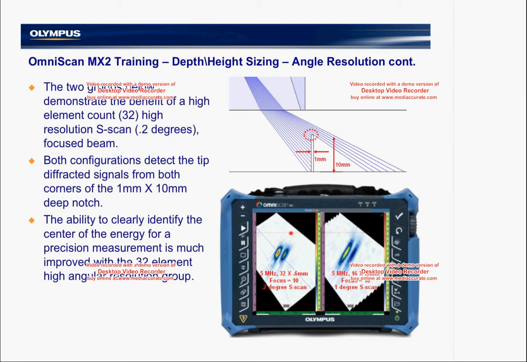The two indications you see here are the leading edge tip and trailing edge tip diffracted signals from the notch. My ability to place a cursor accurately at the center of the energy is greatly improved compared to the same 5 megahertz probe with fewer elements using a 1 degree sector scan. And again, this also demonstrates the benefit of a 32 pulsar instrument as well.